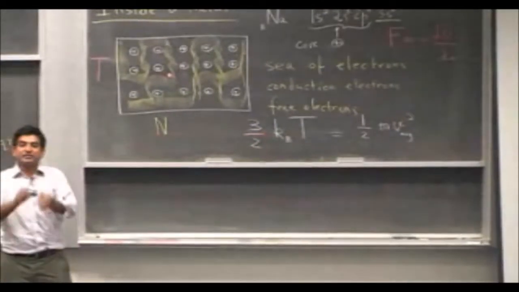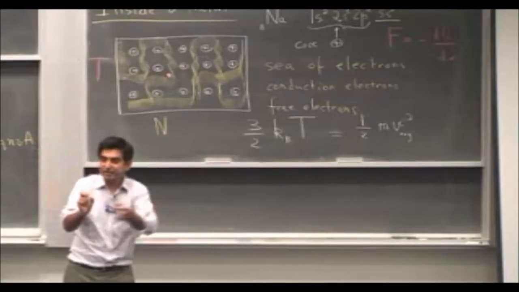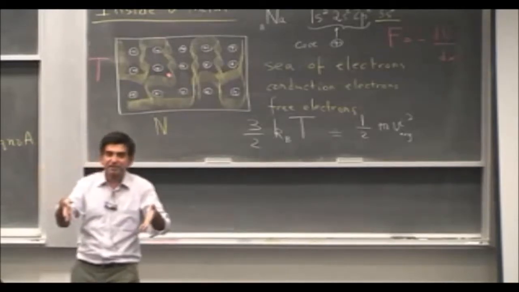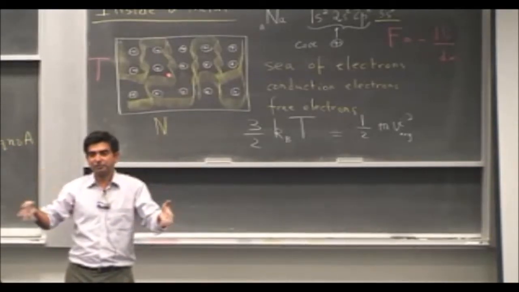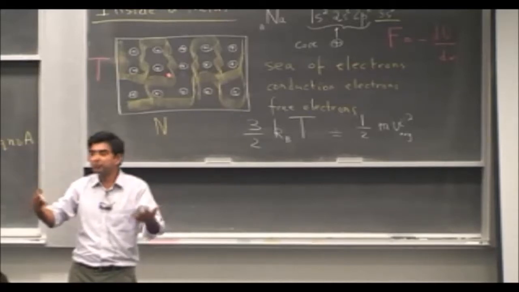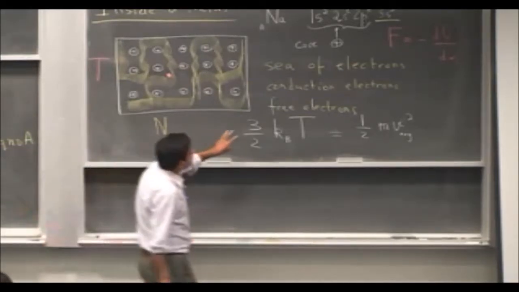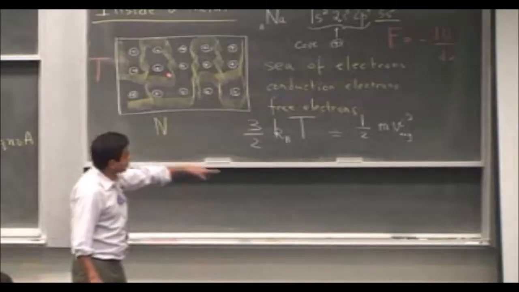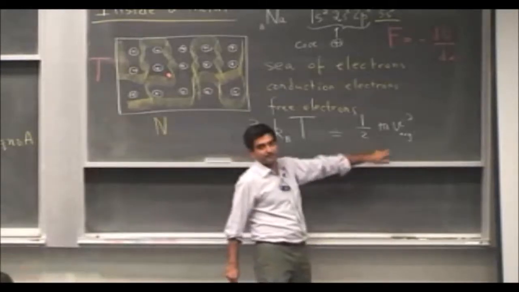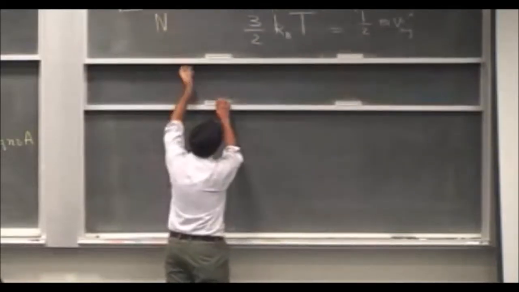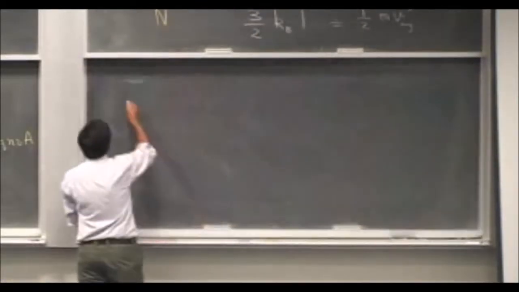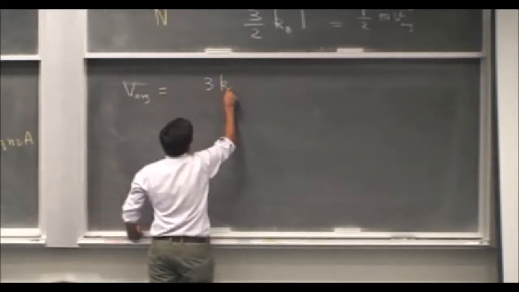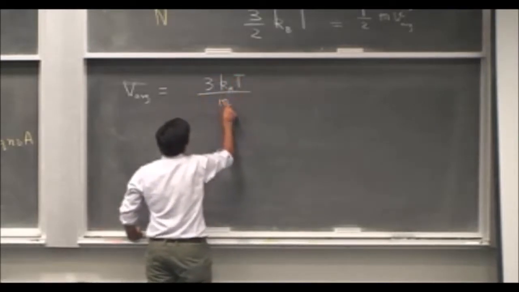Because the electron can move in the x direction, the y direction, and the z direction, there are 3 degrees of freedom. Each degree of freedom has an average energy of half kT. So 3 degrees of freedom will have an average energy of 3/2 kT. This is the average energy of a single electron, and all of this energy is kinetic because there is no potential energy. From this relationship you can estimate V average. So V average is equal to the square root of 3 k_B T over the mass of the electron.